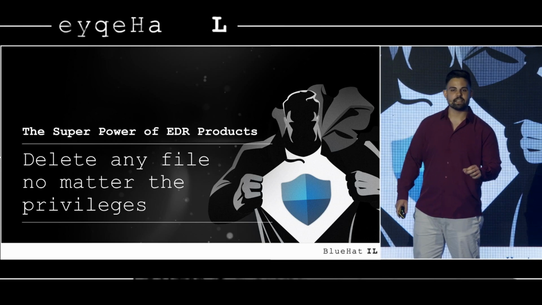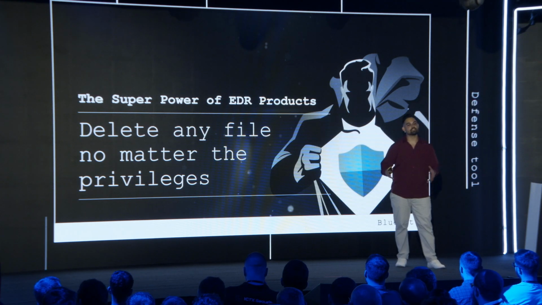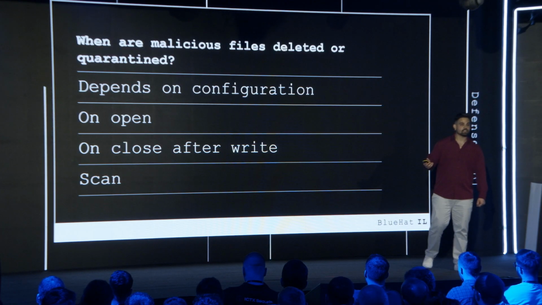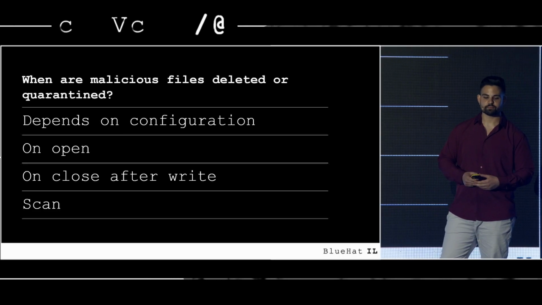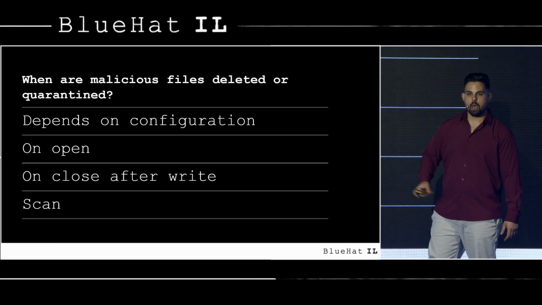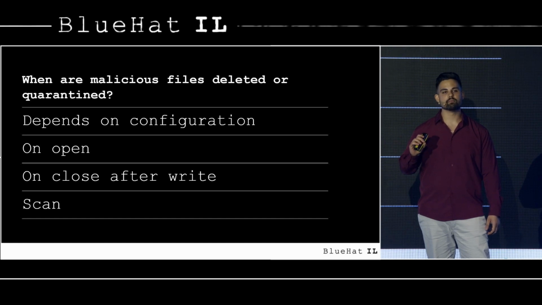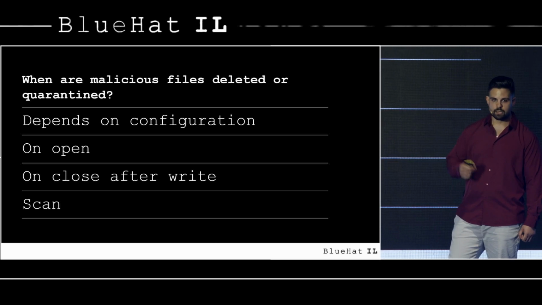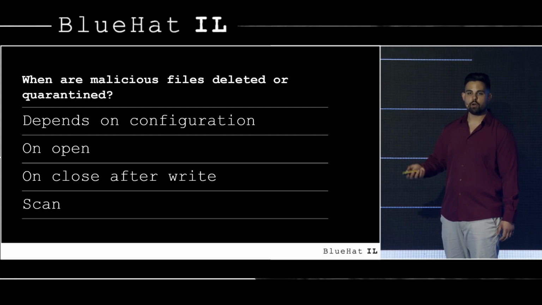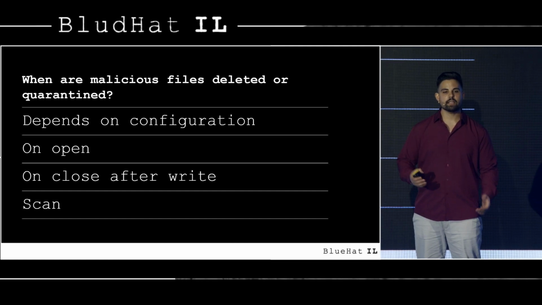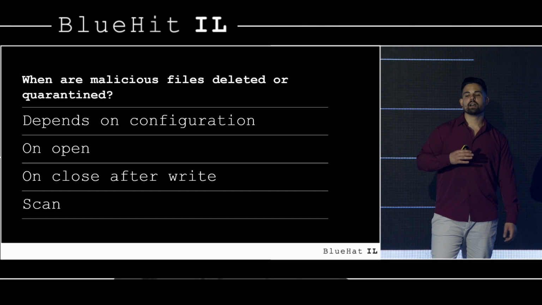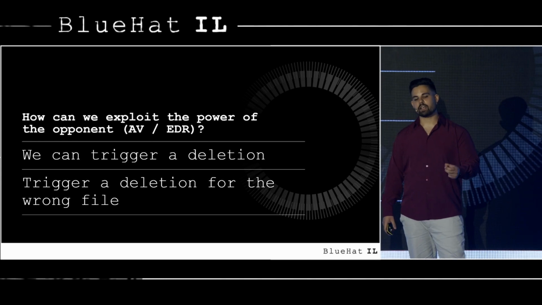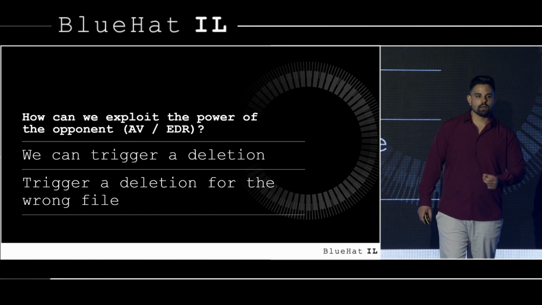But before we understand exactly how we can Aikido EDRs into deleting our target files as an unprivileged user, we must first understand when EDRs even choose to delete or quarantine files. So, of course, it depends on the configuration. But the most default configuration that I saw is that most EDRs choose to automatically delete or quarantine files that are detected as surely malicious. Some of them detect these files when the files are open, some when the files are closed after they were written to, and in addition, most EDRs offer an option for a general system scan or just a scan of a custom path.